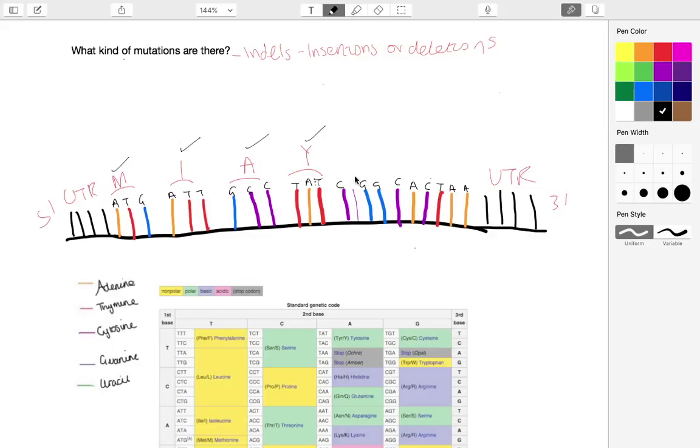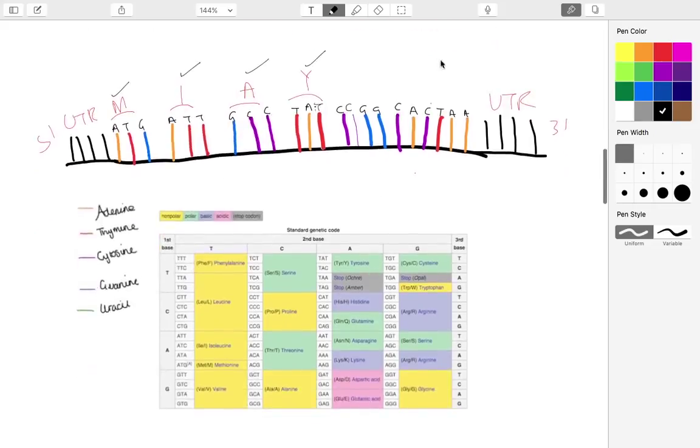So you're going to have to forgive me because I'm going to have to translate this as we go. So that's CCG, so we have a C, a C, and a G. So that makes that a proline now. We have then a GCA, so a G, a C, and an A. That makes that alanine. Then we have a CTA, a C, T and A, that's a leucine. Now our stop codon is missing.